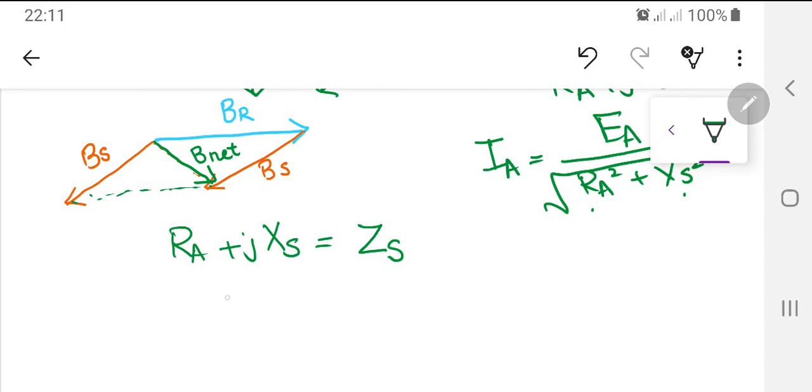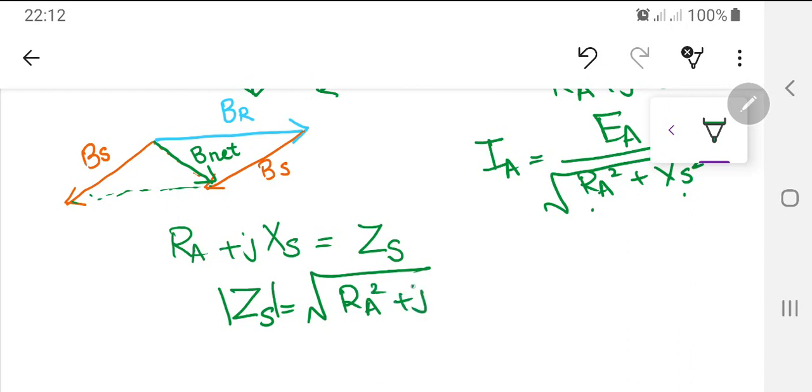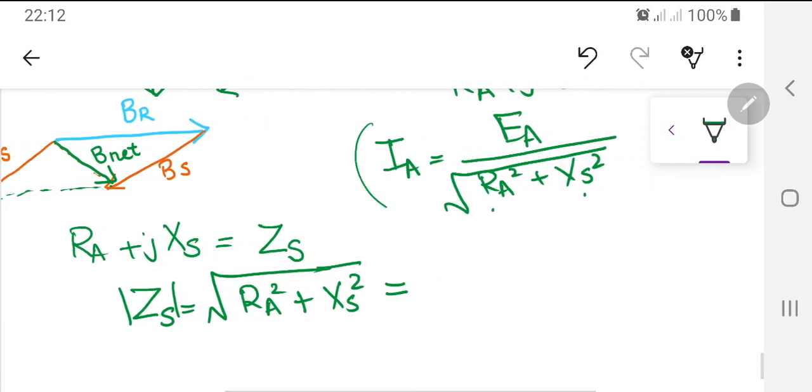Now, since I am only interested in the magnitude, I can call Zs magnitude equal to the square root of RA square plus XS square. Now, if you see this equation over here, the same thing is on the denominator, so I can call this one EA divided by IA.